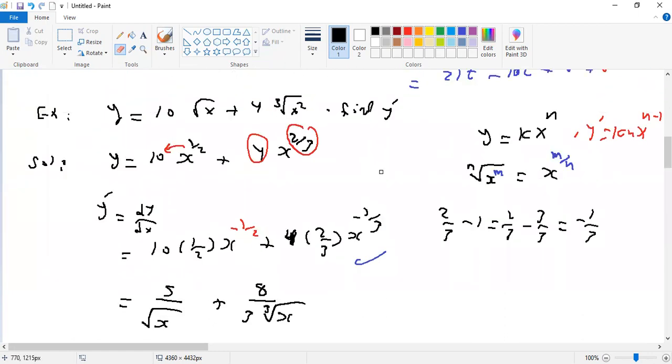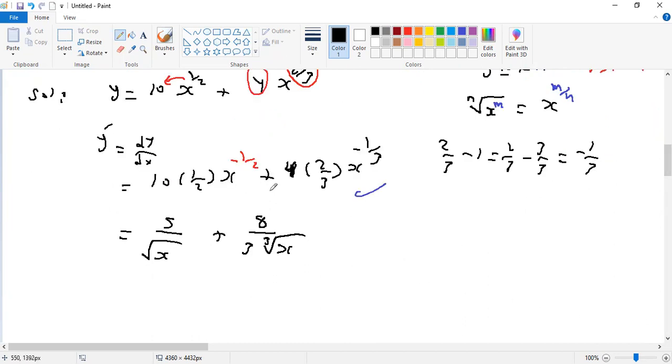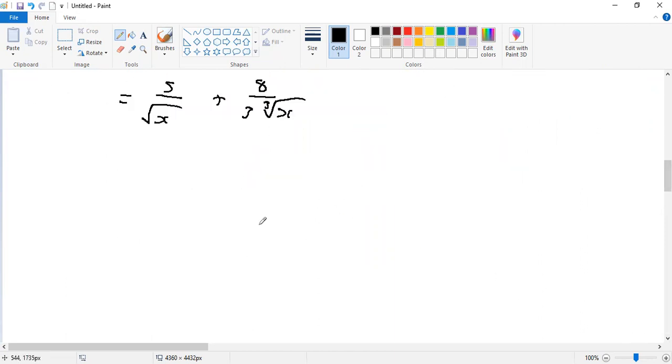Again, I'm repeating this. The square root of x is written as power 1 over 2, and the cube root of x squared as 2 over 3. So the derivative of kx^n: n times k, which is 5, with n minus 1 being negative half. 2 over 3 times 4 is 8 over 3, and 2 over 3 minus 1 is negative 1 over 3. The answer can be simplified by converting the negative exponents to the denominator, which means square root of x and cubic root of x. Another example.